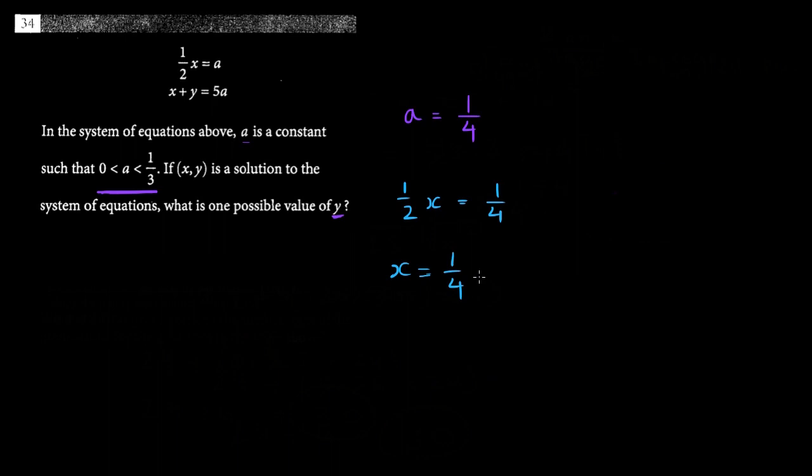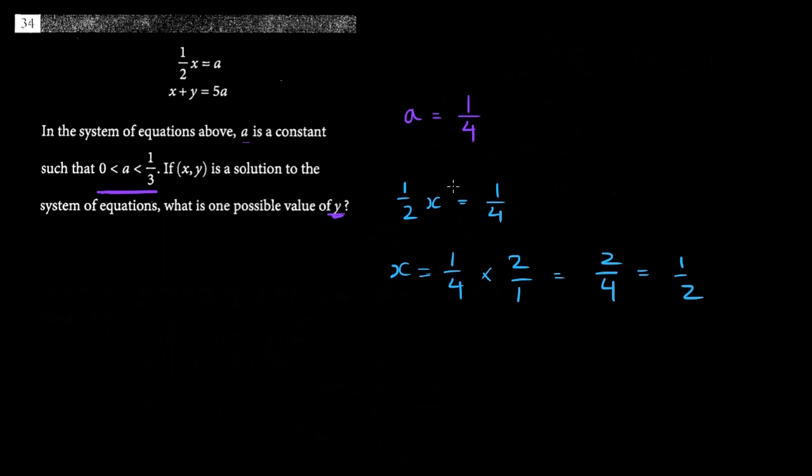When we divide fractions, we multiply by the reciprocal, right? So it becomes 1 over 4 times 2 over 1, which equals 2 over 4, which equals a half. So x equals a half. But that's not what the question is asking for.